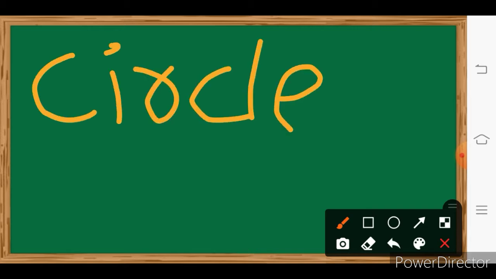Hi, today we are discussing circles. A circle is formed by a set of points which are at a constant distance from a fixed point.